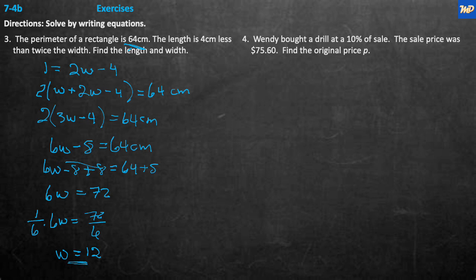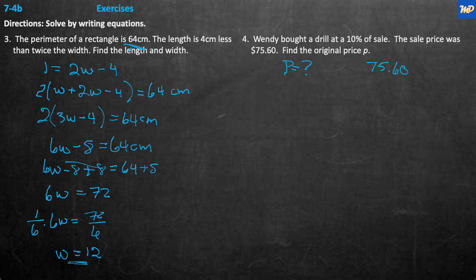Next problem. Wendy bought a drill at a 10% off sale. So everything at this sale was 10% less than the original price. The sale price was $75.60. They want to know what P is. What is the price? Well, first of all, we know they're looking for P, so that's the question. The question here is, what is P? P equals what? Okay. We know the final price is $75.60.